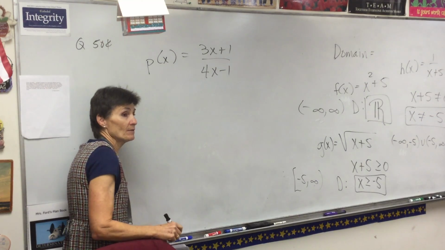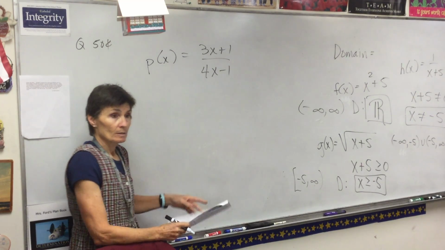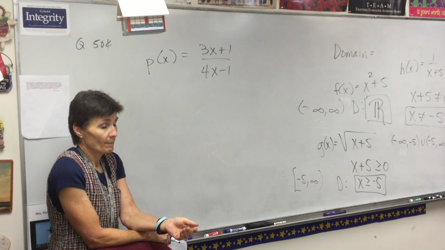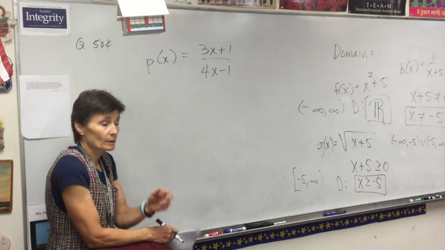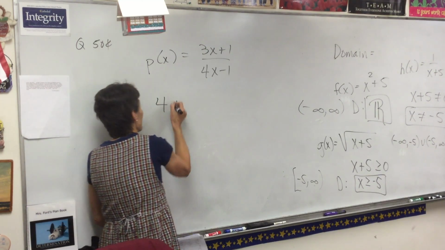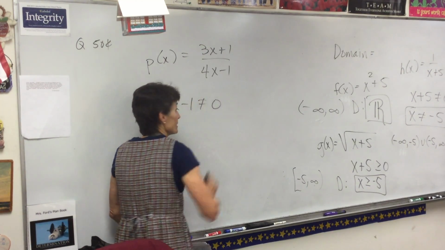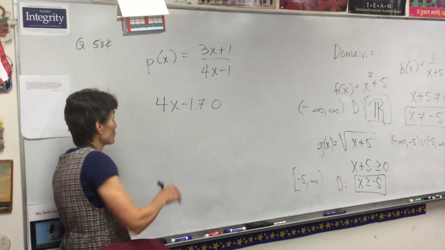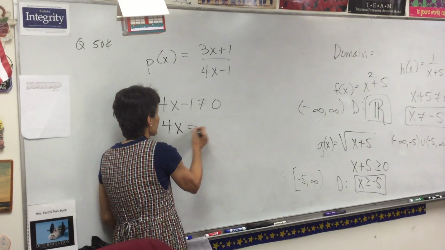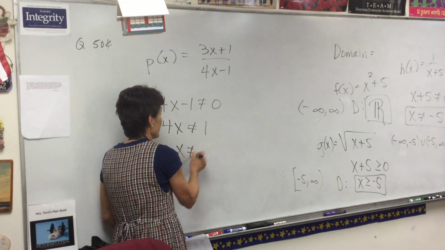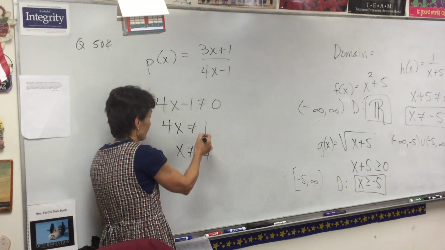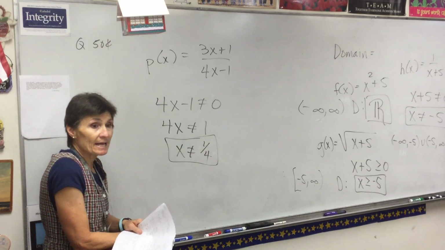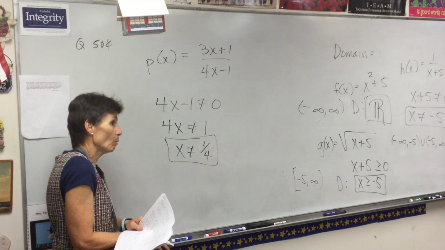Your job is to find the domain. So it's the first thing you ask yourself. Do I have a denominator? I do. And I know that whatever that denominator is, it cannot be 0, which means that x cannot be 1/4. There's my domain. X can't be 1/4. Everything except 1/4.